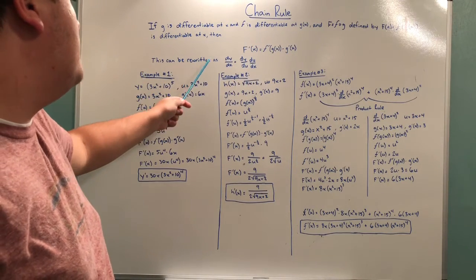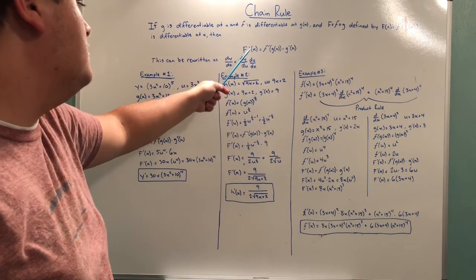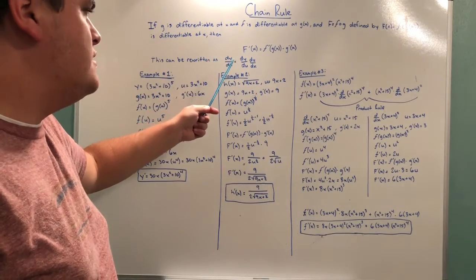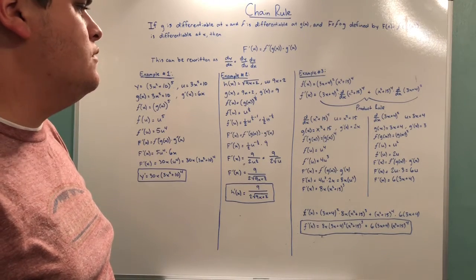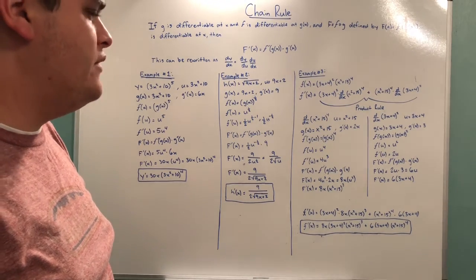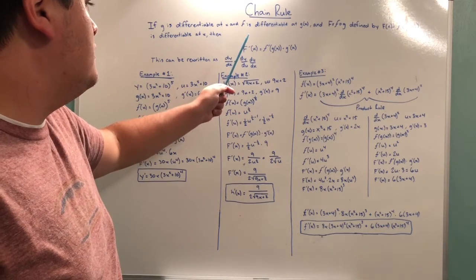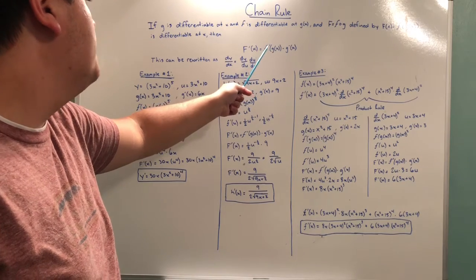This can be rewritten as dy over dx is equal to dy over du times du over dx. This is an example of what a definition will be given in a textbook. This may seem confusing. So when using the chain rule, we want to find the derivative of some function by using the two separate functions f and g.